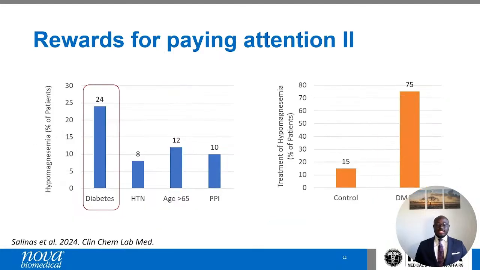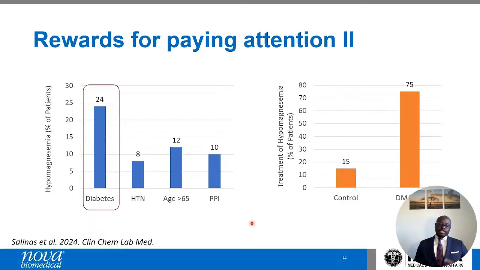In addition to that, if we're talking just about the patients with diabetes, in cases where the LIS didn't prompt, they found hypomagnesemia in only 15% of the cases. But in diabetic cases where the clinician did not request a magnesium test, but the LIS prompted and it was requested, they found a 75% prevalence of low magnesium levels. What this means is a 500% increase in the prevalence rate of low magnesium levels in patients with diabetes.